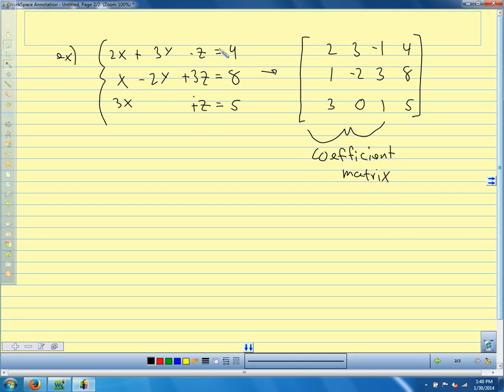When I put the column of constants here on the end, and a lot of times you'll see it written with a dashed line in between, which doesn't have to be there but helps you keep the two separate, if you write the coefficient matrix but you put the column of constants on there, that whole thing together is called an augmented matrix.